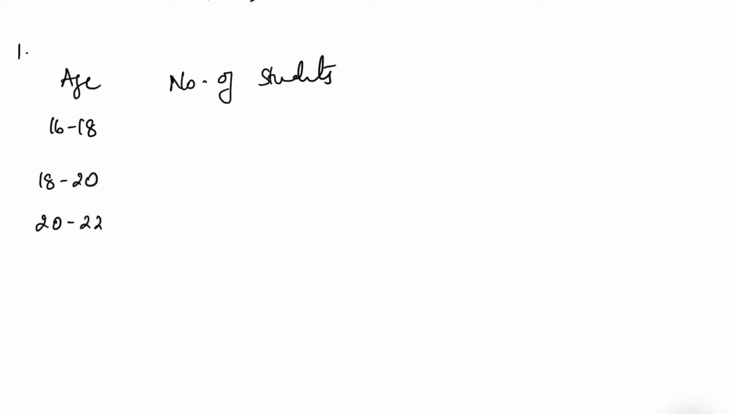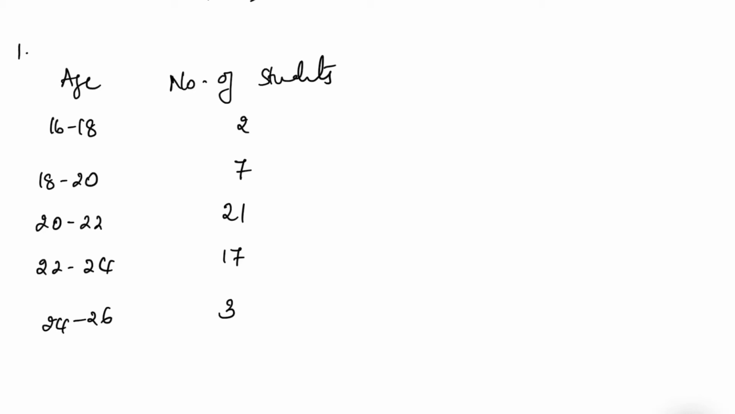The first question we have: the following table gives the ages of 50 students of a class. Find the arithmetic mean of their ages. So we have age and number of students. Ages 16 to 18, 18 to 20, 20 to 22, 22 to 24, 24 to 26, with 2, 7, 21, 17, 3 students. This is how the ranges are given to us.